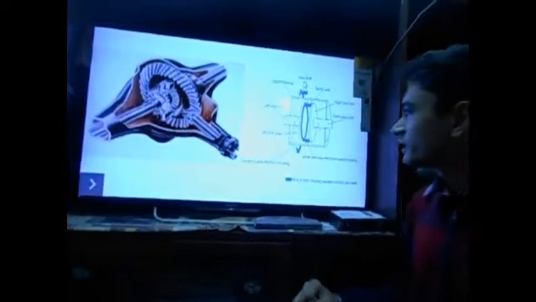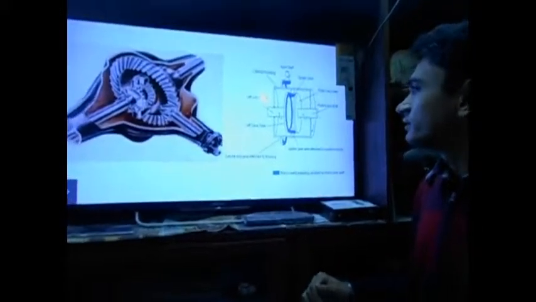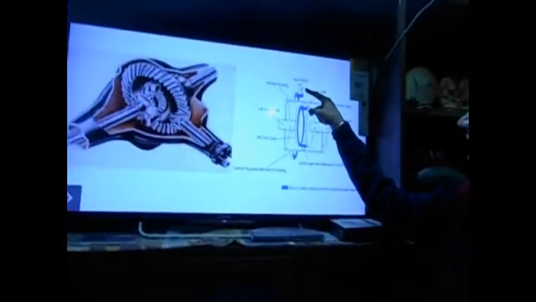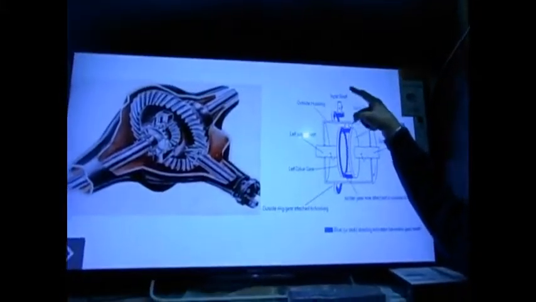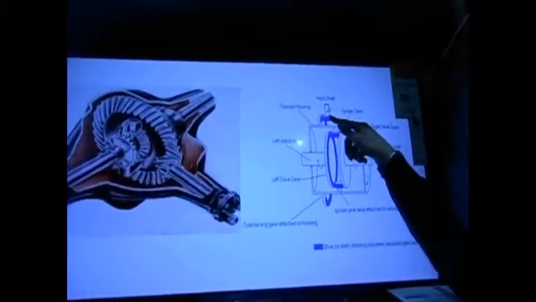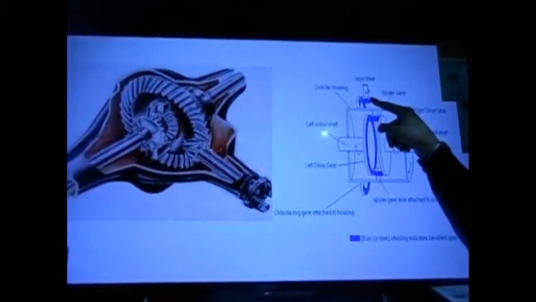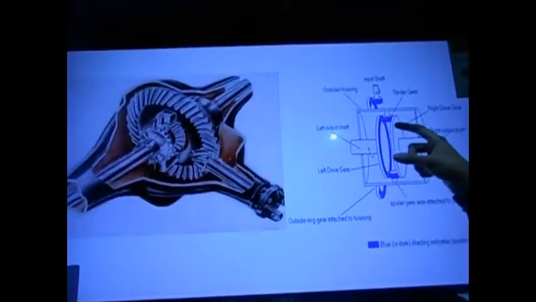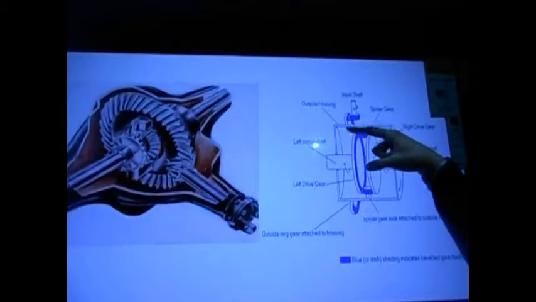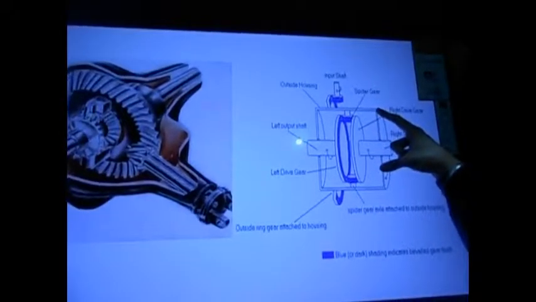This is the main construction of a basic differential. It consists of an input shaft or the propeller shaft through which the power is transmitted from the engine. The input shaft is in mesh with an outside ring gear which is attached to the differential housing. Now the differential housing rotates along with the outside ring gear.